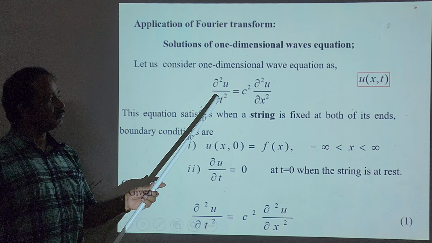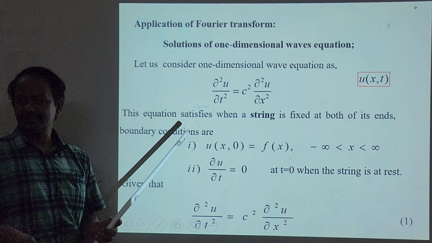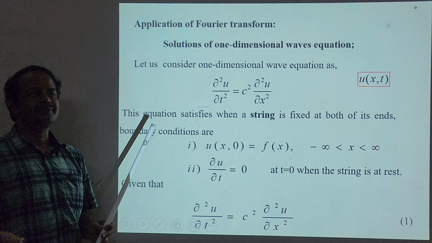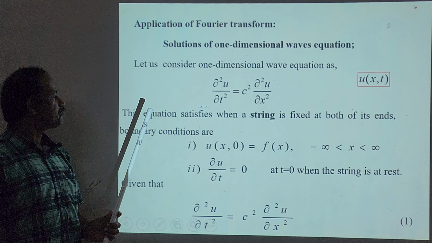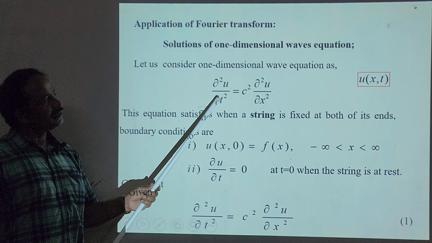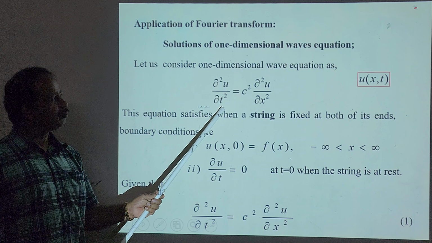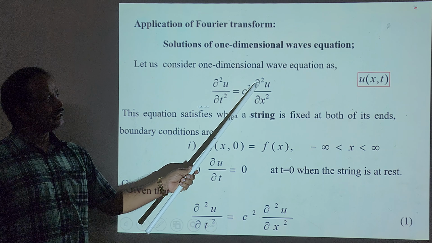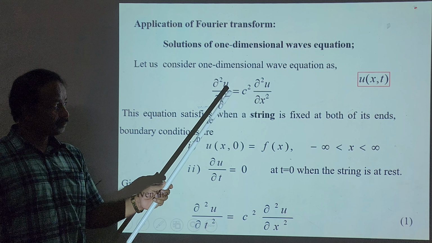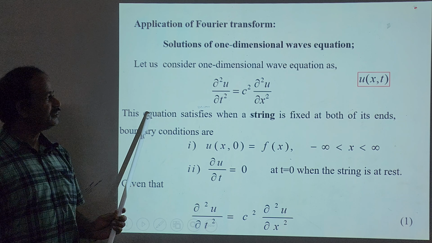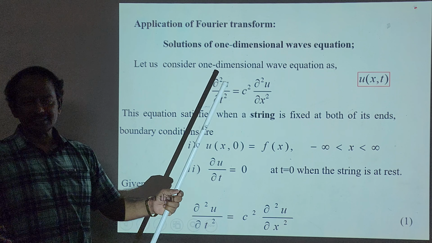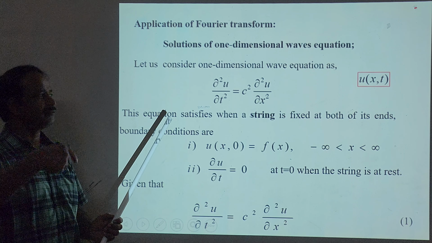Now we are going to solve this one as waves in a string, in an infinite string, infinite on both ends. Now the equation is given as d squared u by dt squared equals c squared d squared u by dx squared. As usual, u depends on x comma t. This equation satisfies when a string is fixed at both ends. So this is the infinite form.